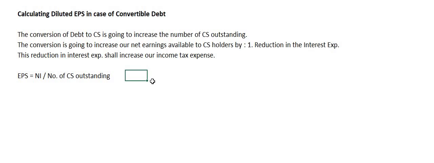So now what's going to happen when all the outstanding debt is converted to common stock? It's going to increase our earnings that were available to common stockholders, but at the same time the reduction in interest expense will be partially offset by the increase in our income tax. Obviously, because higher earnings are available before tax, so we are supposed to pay a higher amount in terms of tax. So moving on, let's have an example on how to do this calculation.